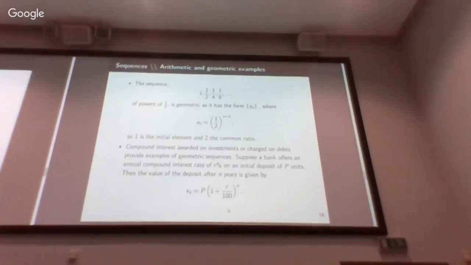And that's a geometric series, okay? Because each element in that sequence is half of the previous one. So to generate the next element in the sequence, you're always using this fixed scaling factor of half. Okay? So it's a geometric series.